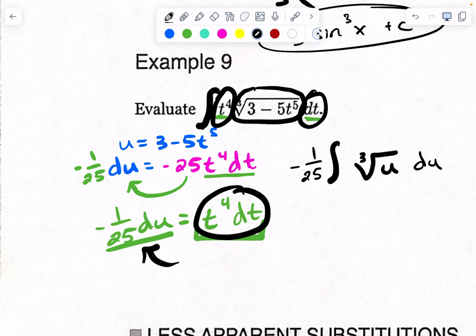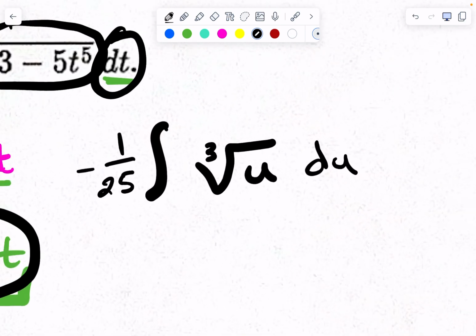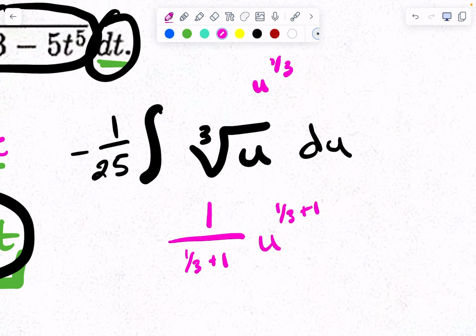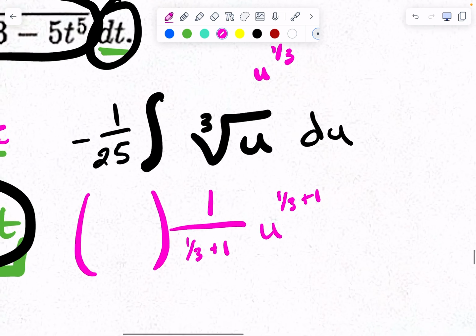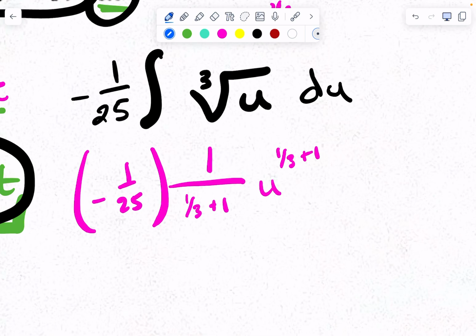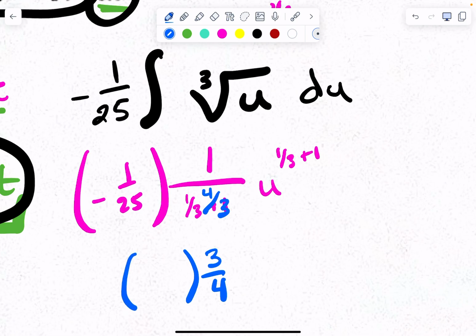Now we take the antiderivative. Keep in mind this is u to the 1/3 power. The antiderivative of u to the 1/3 is 1 over 1/3 plus 1, times u to the 1/3 plus 1. And don't forget we have negative 1/25 here. This 1/3 plus 1 is 4/3, but when I flip it, it becomes 3/4. 1 over 4/3 is 3/4. And then I've got negative 1/25 here.